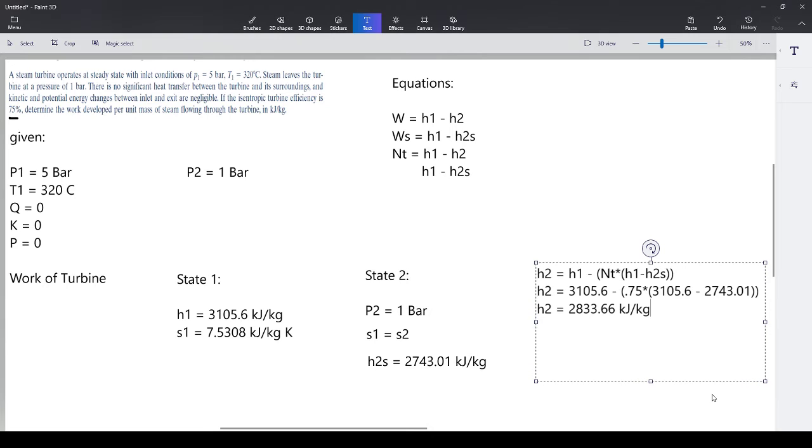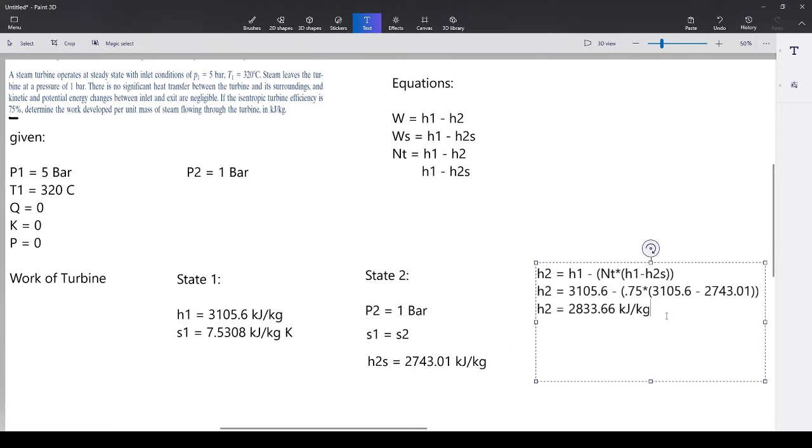Does this number make sense? Yes, it couldn't be lower than H2S. Correct. This is the furthest apart from H1 that we can possibly get in terms of enthalpy difference. This number is closer to H1, which means that we lost some potential due to some irreversibilities, essentially.